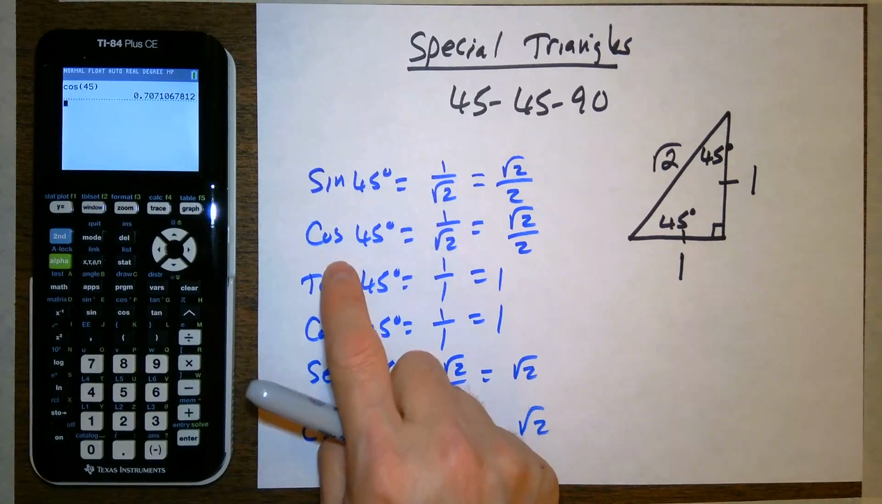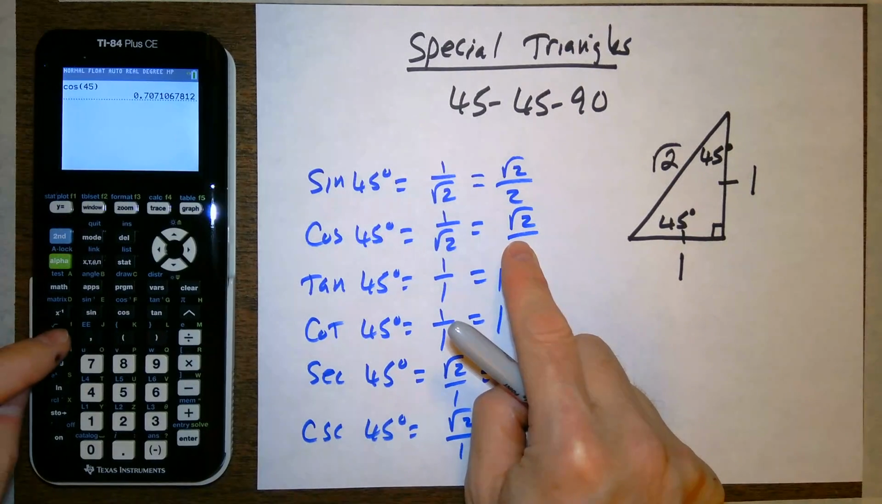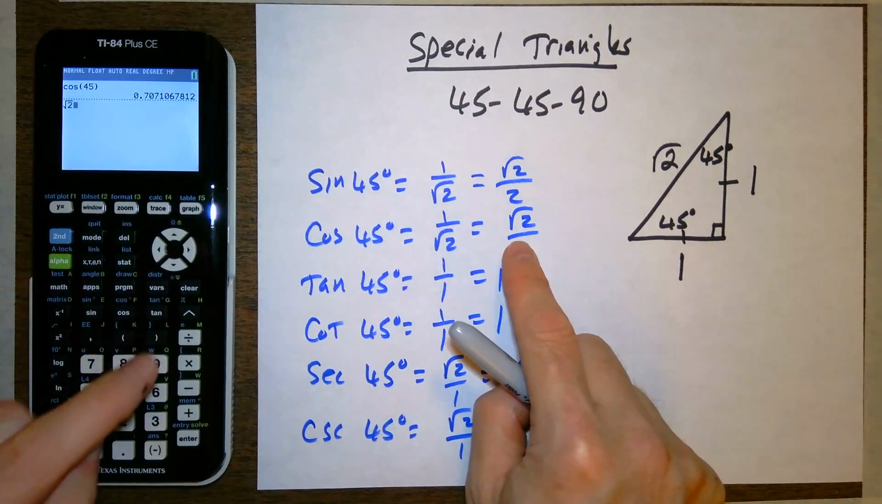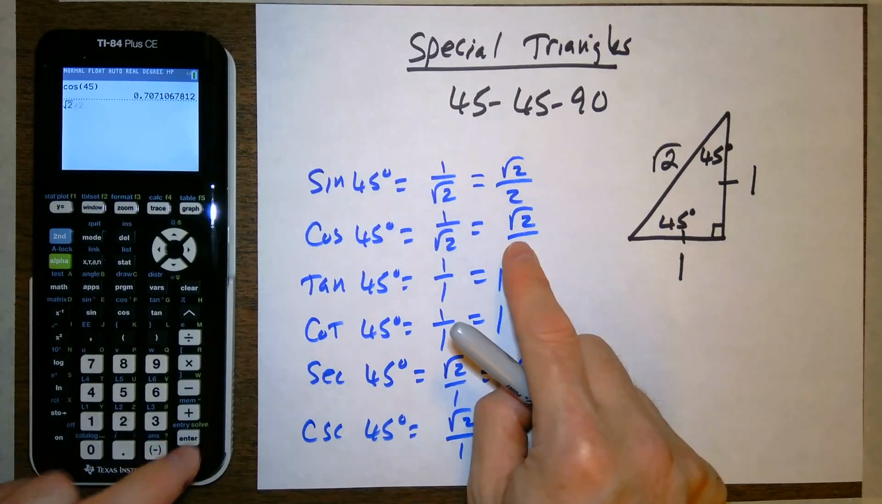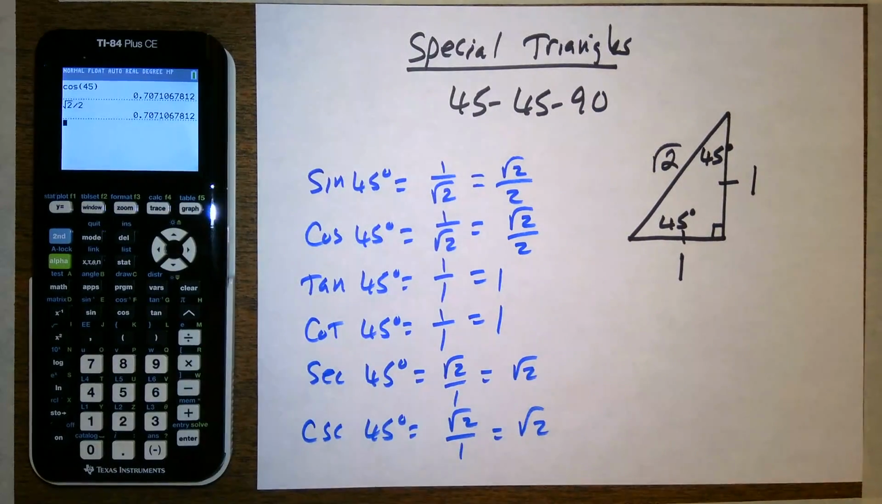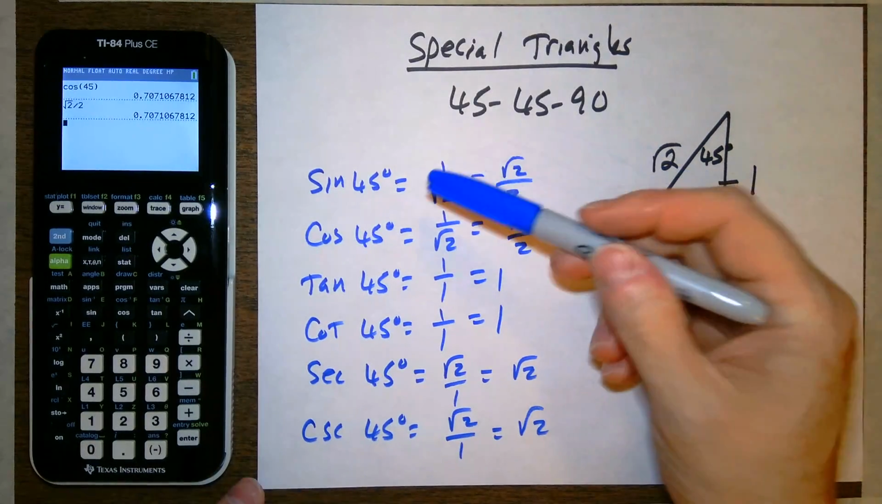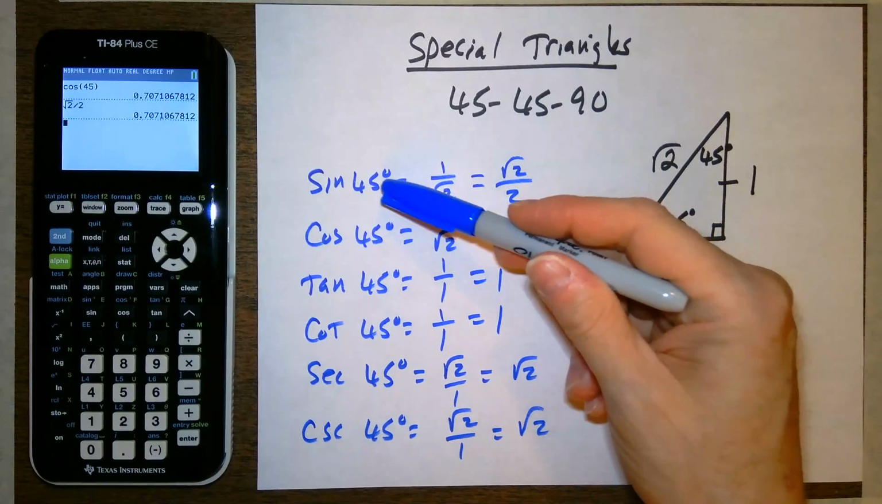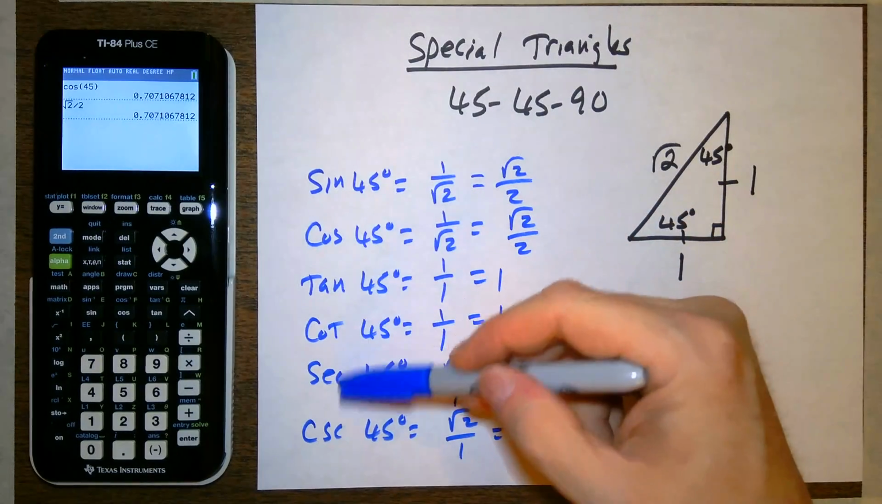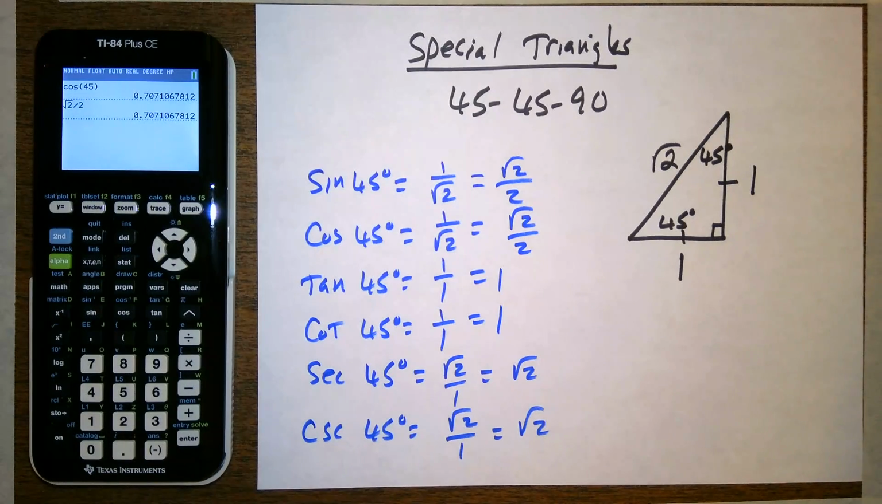If I do the cosine of 45, cosine of 45 is 0.707106781 approximately. Now, if I do this calculation here, the square root of 2 divided by 2, it's the same thing. This is the exact value. That's a decimal approximation. So the 45-45-90 triangle gives us all of the trigonometric functions, sine, cosine, tangent, cotangent, secant, cosecant for 45 degrees. Let's take a look at the other special right triangle.